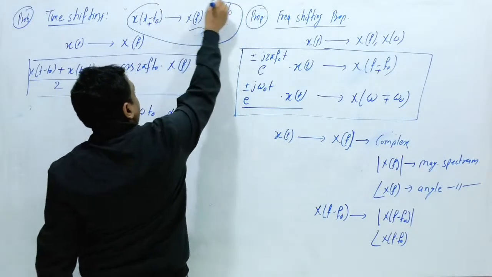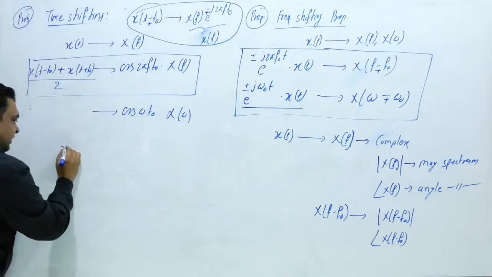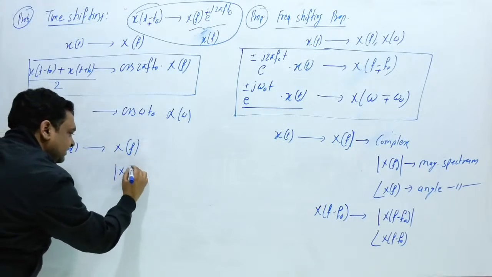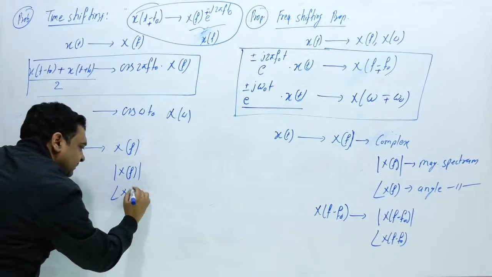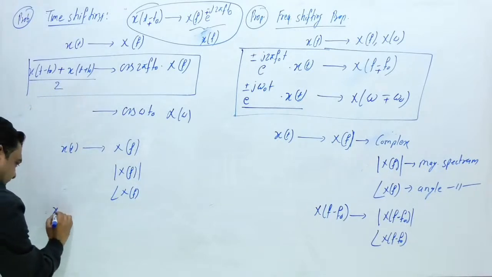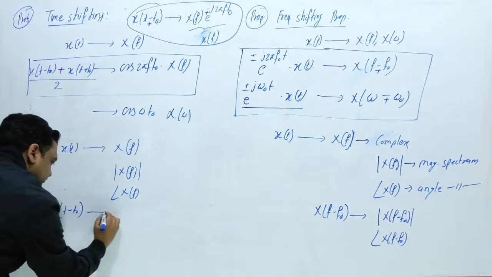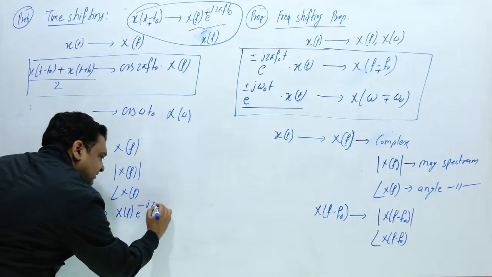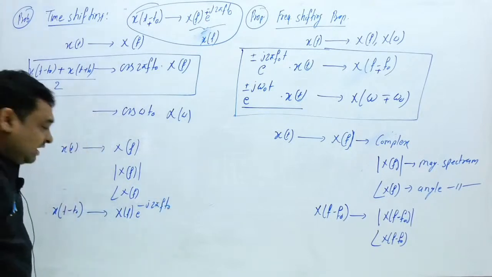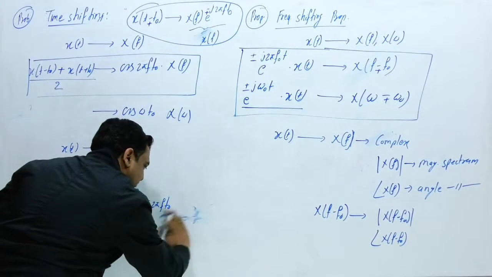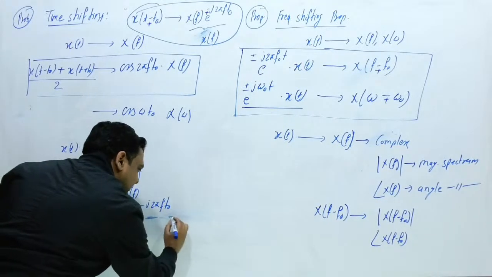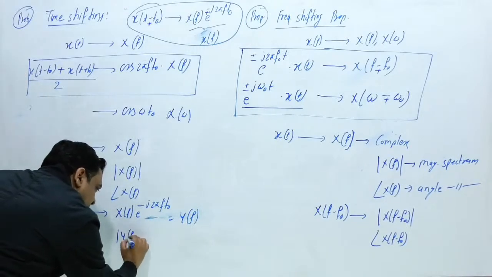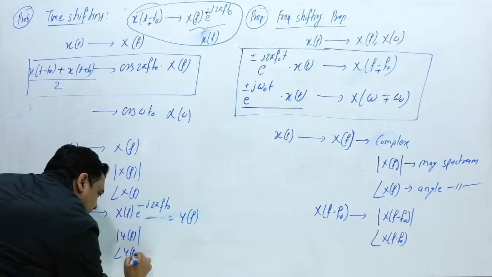Second question, from here I am going to write here again, if x(t) Fourier transform is X(f), and this magnitude spectrum is mod X(f), and phase spectrum is angle of X(f). Clear? Now again I am going to write x(t minus t0) Fourier transform is X(f) e raised to power minus j 2 pi f t0. Now what will be this magnitude spectrum? Suppose this is Y(f). So what will be the magnitude of Y(f) and what will be the angle of Y(f)?